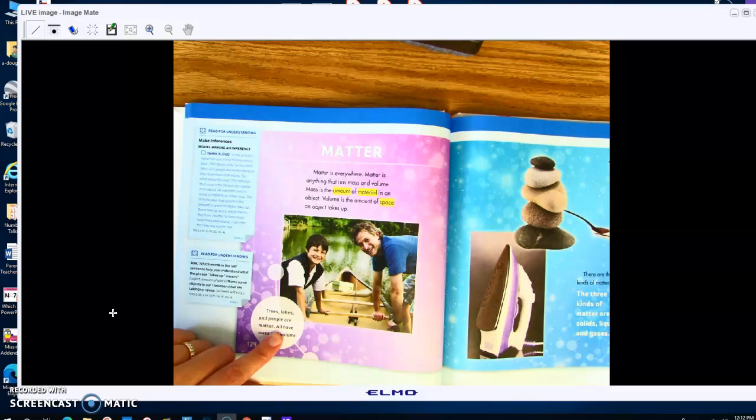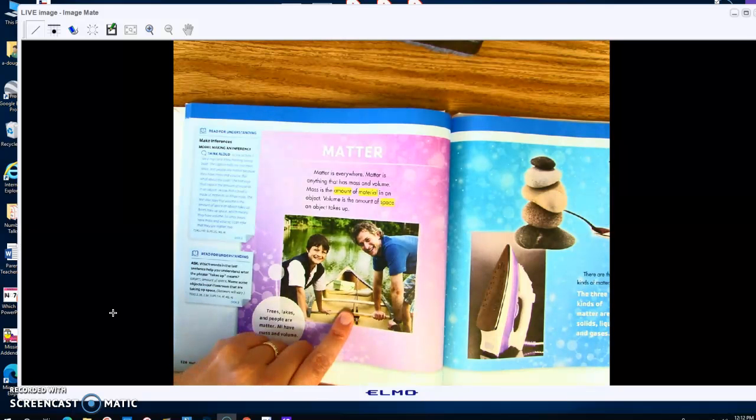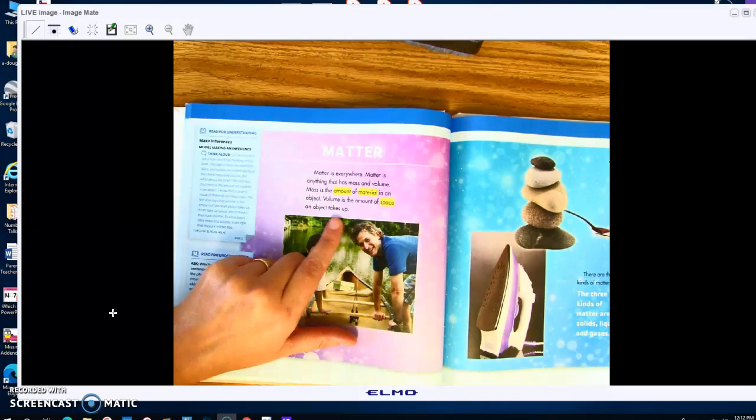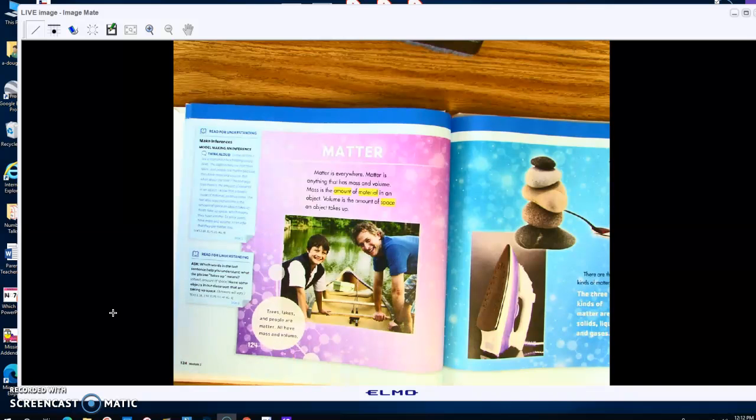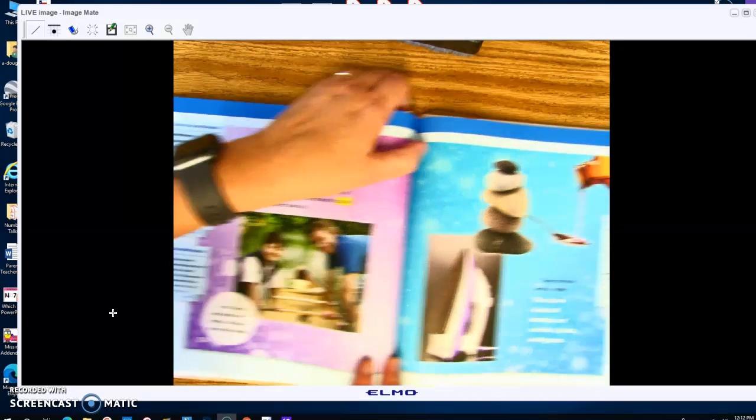Yes. Does your desk matter? Yes. Anything that takes up mass, takes up space and volume, and is made of materials is matter. So do you think that boat is matter? Yes. Did the author tell us the boat was matter? No, but we can infer, right? We can infer that that is matter because the author told us that anything that takes up mass and volume is matter. Let's go to the next page.